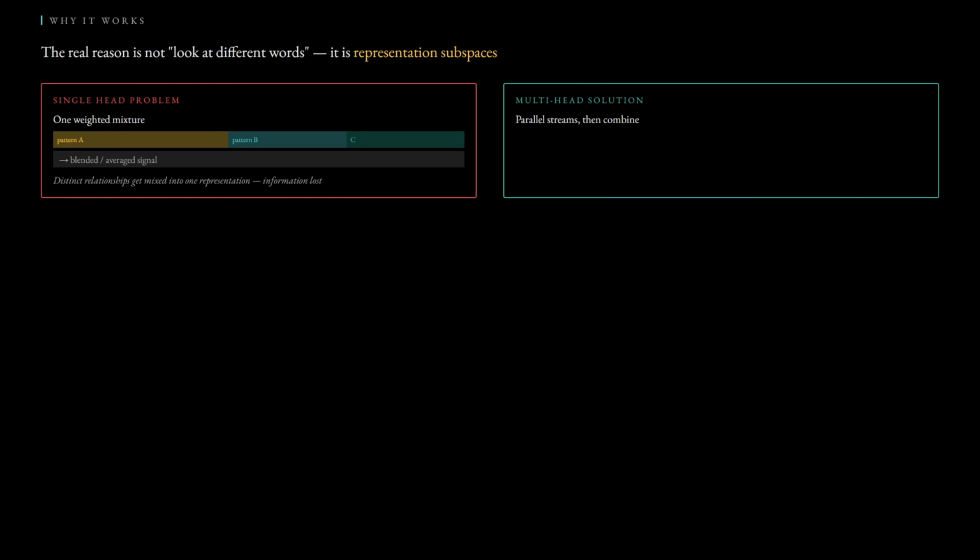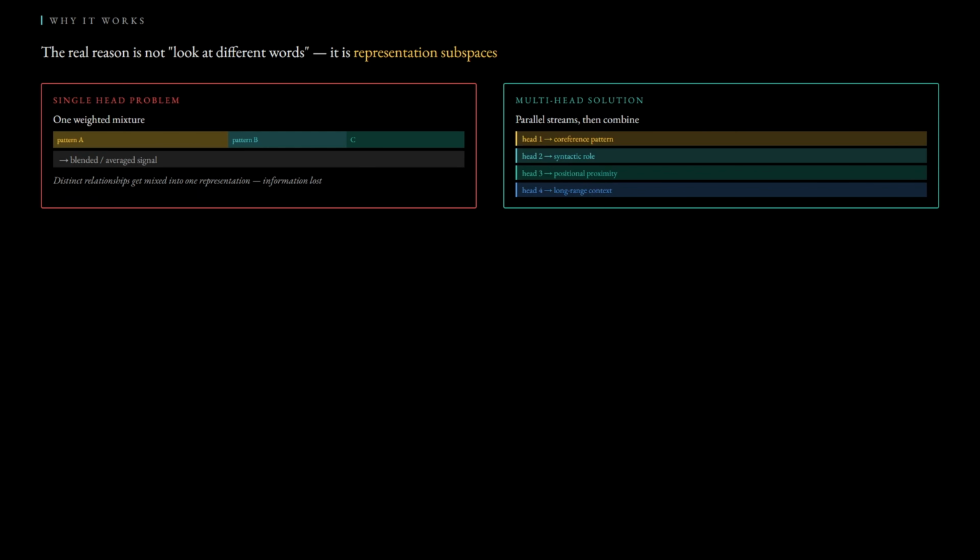The sentence on the screen is precise. Distinct relationships get mixed into one representation and information is lost. This is not a theoretical edge case, it is a real limitation. Whenever a token simultaneously participates in multiple independent structural relationships, the model could in principle allocate all its capacity to one pattern and ignore others. But then it would be representing only one of the three at any given time, not all three simultaneously.